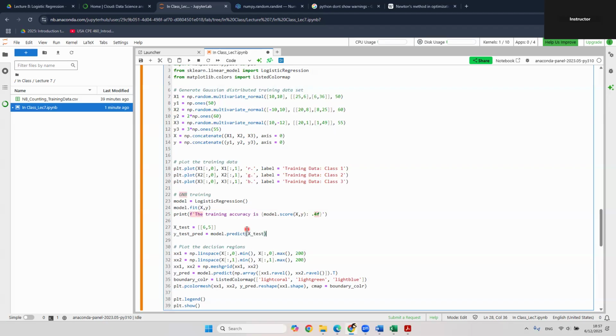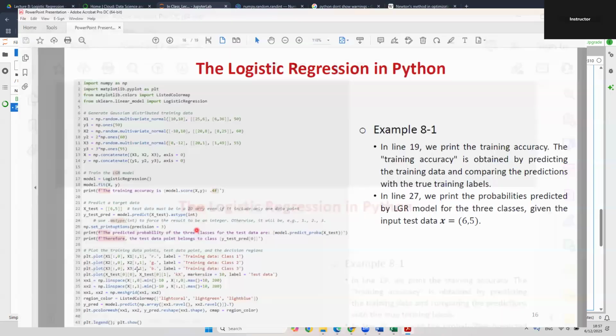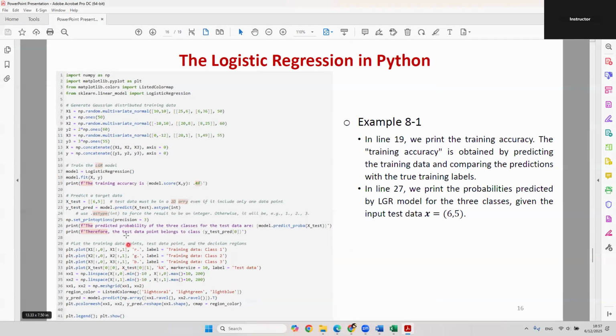x test. Be careful here in my slides. I did use, sorry, too small. Here in my slides, I did use dot astype int. This means I force the result to be an integer result. Otherwise, by default, it will be a float result, and you will see class 1 dot, 2 dot, 3 dot instead of class 1, class 2, class 3. This is the reason.